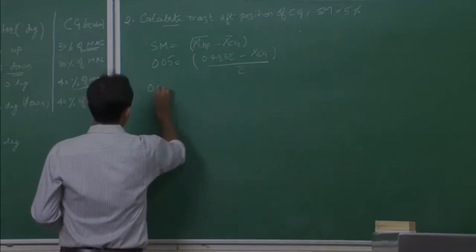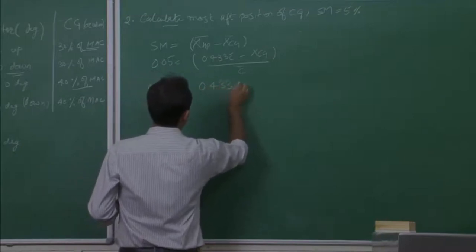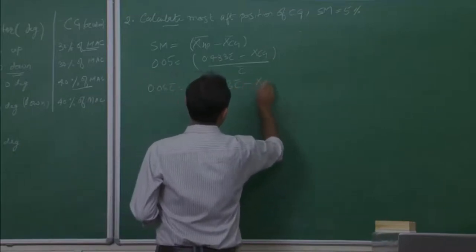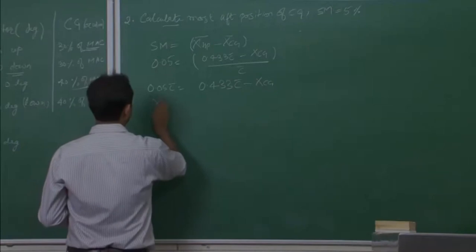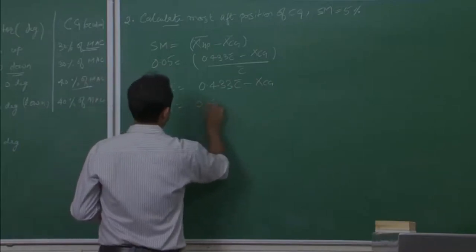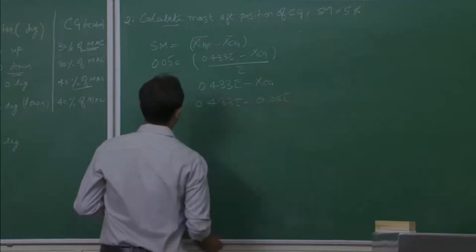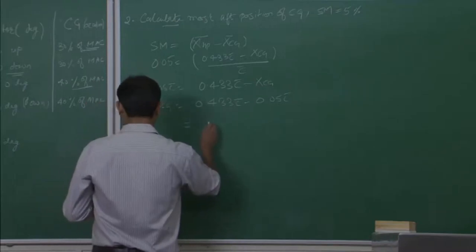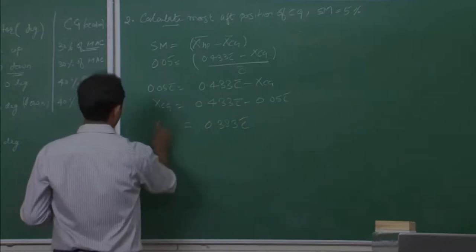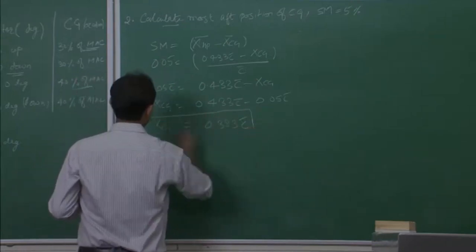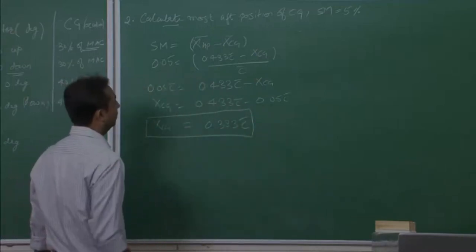So, 0.05 C bar equals 0.433 C bar minus XCG. So XCG will be 0.433 C bar minus 0.05 C bar, which will be 0.383 C bar. So this is the position of my CG, or the most aft position of CG, in order to get a static margin of 5%.